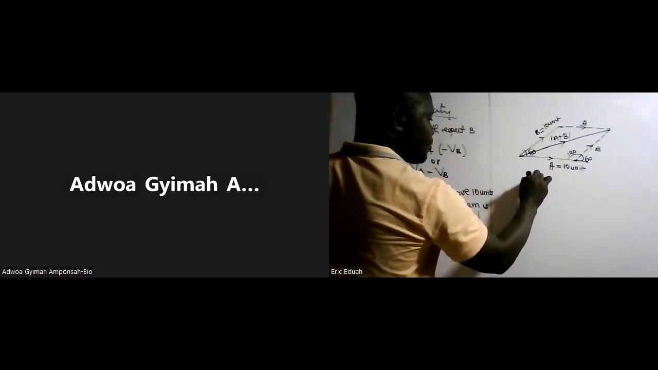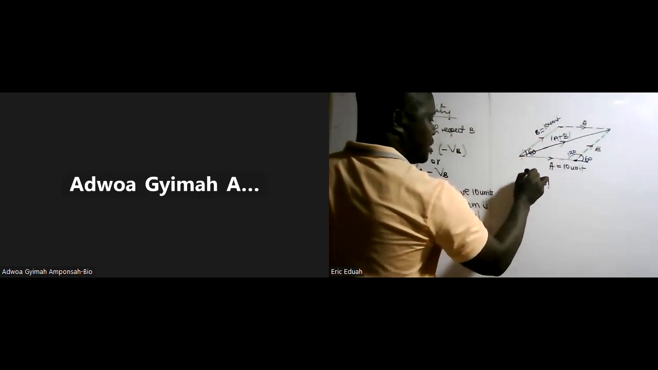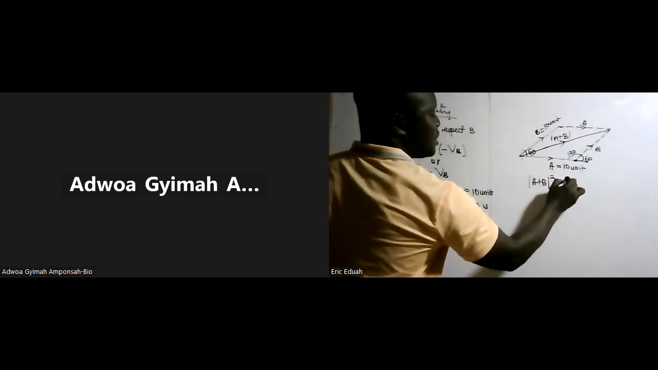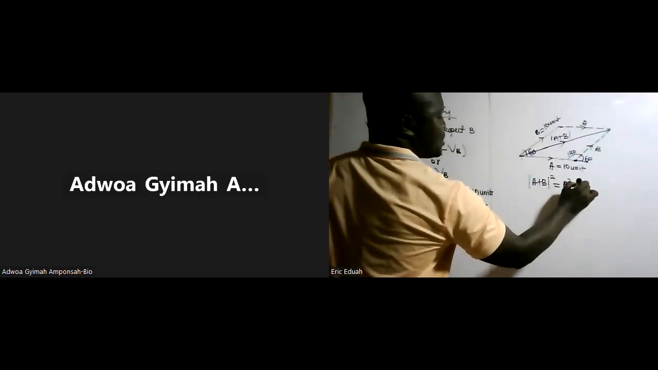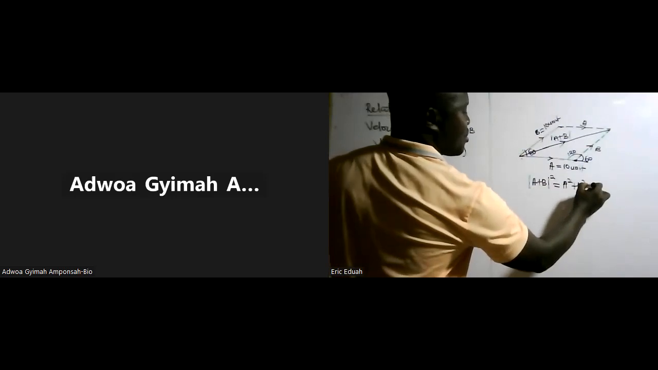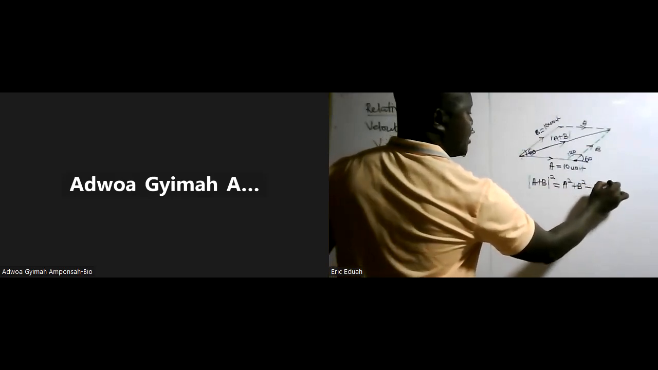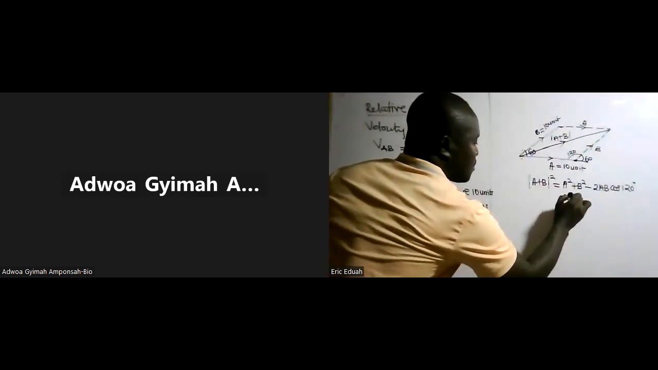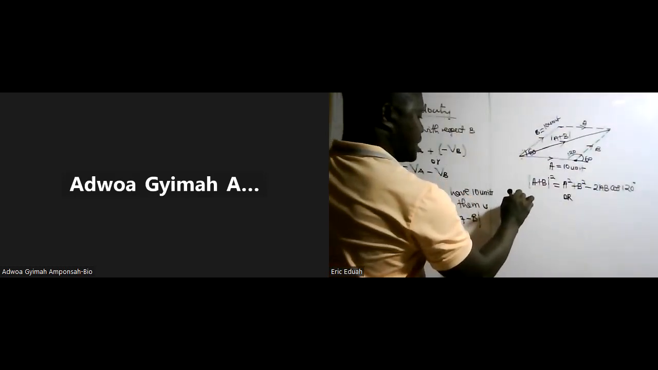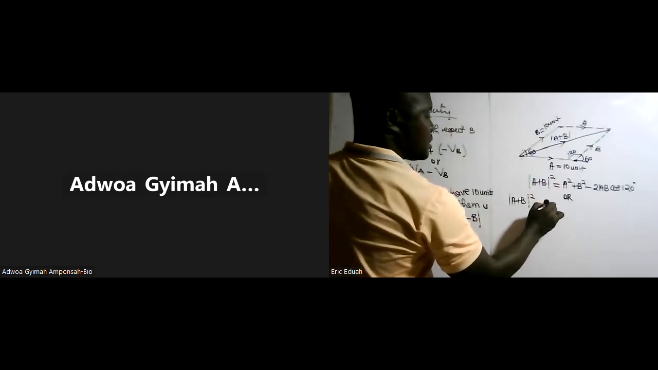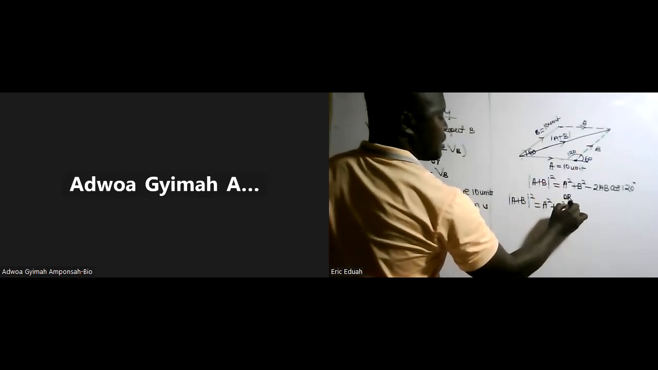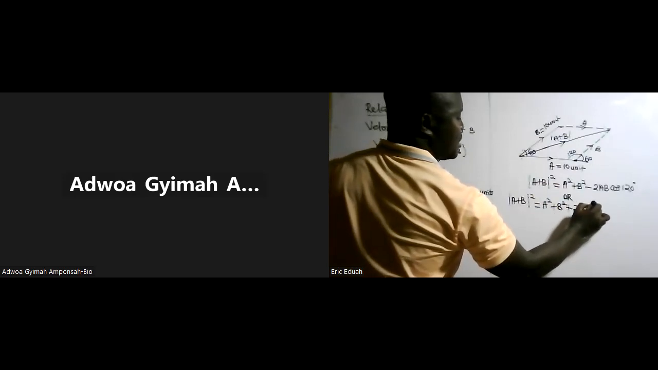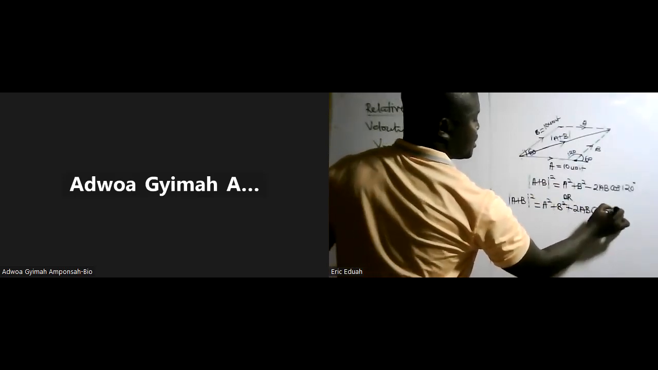Therefore, the magnitude of A plus B, using the cosine rule, equals the square root of A squared plus B squared minus 2AB cos 120, or equals the square root of A squared plus B squared plus 2AB cos 60.